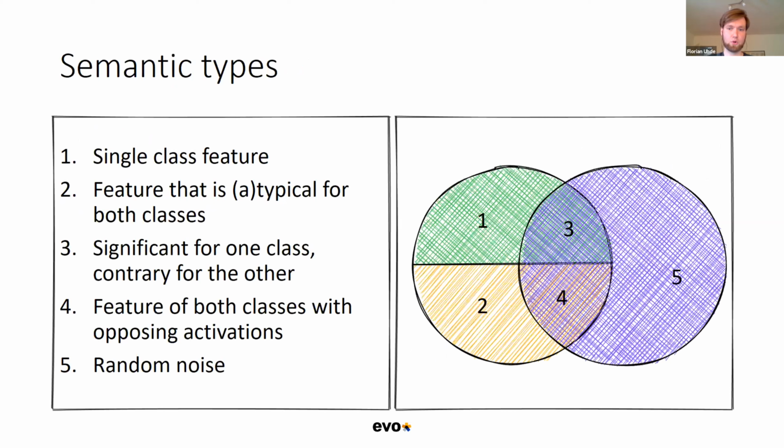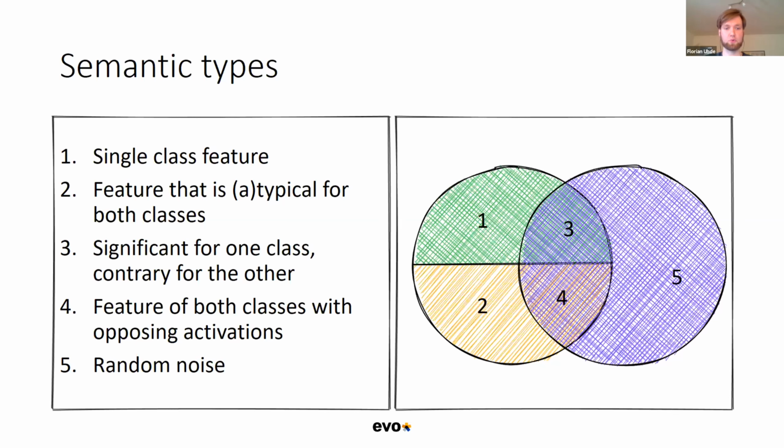So type number one would mean that the filter encapsulates a feature that is only very important in one of our images. Number two would be something that encapsulates a feature that is either very important in both classes or not important at all in both classes. So something that does not appear in any of those images as much as we would need for significance.